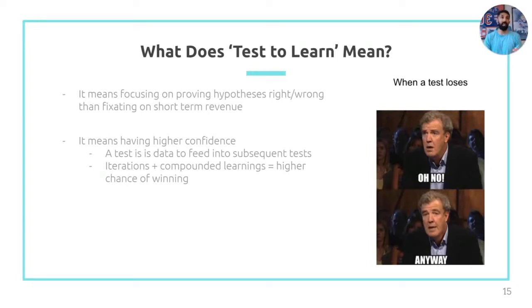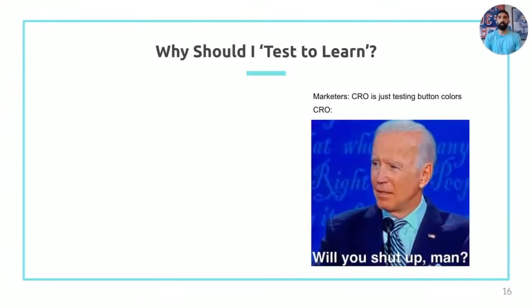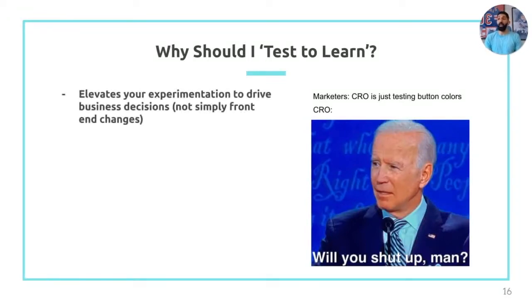So that's why I fixate on these definitions. I think it's helpful to set the frame, so we're all on the same page here. So why exactly should you test to learn? For me, it's very important that experimentation is approached in the right way when it comes to testing the right things and prioritizing the right tests. So we all hate to talk about button color tests, right? What test to learn does is it elevates your experimentation, so you're focusing more on driving business decisions rather than simply front end changes. So if you run a test to learn program, something like a button color test wouldn't fit into the program, at least not be prioritized super highly.